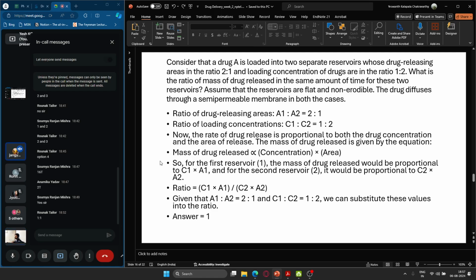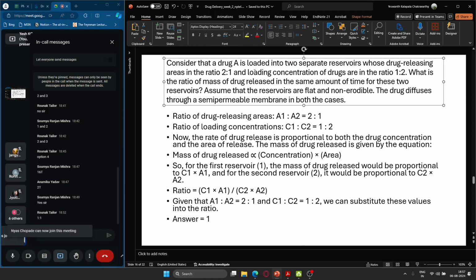Sir, please can you repeat again? Yeah, so basically they're telling you a few things. Let's consider a drug A. You take this drug A and load it into two different reservoir systems. If you look at the drug releasing area of these reservoir systems, they are in a ratio. Assume these reservoirs to be circles or spheres, so you're basically looking at the circumference of the reservoir. They are in the ratio of 2 is to 1. So one reservoir is much bigger than the other one.